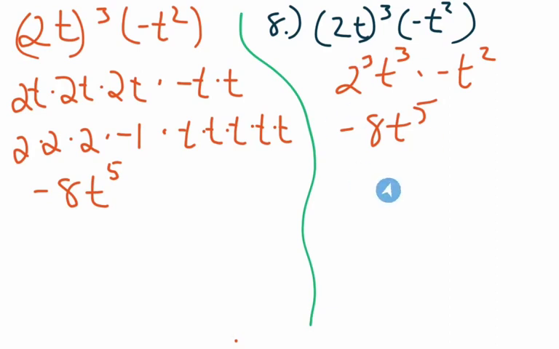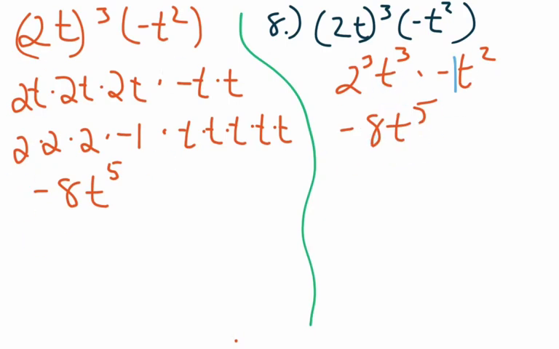The last 3 I actually did 2 different ways. So this is the way that I would do it. I applied the 3 to all the factors inside, so I have 2 to the 3rd, t to the 3rd. Then I just removed the parentheses and opted for a different multiplication symbol. 2 to the 3rd is 8 times the negative 1, which gives me the negative 8, and then t to the 3rd times t squared is t to the 5th.